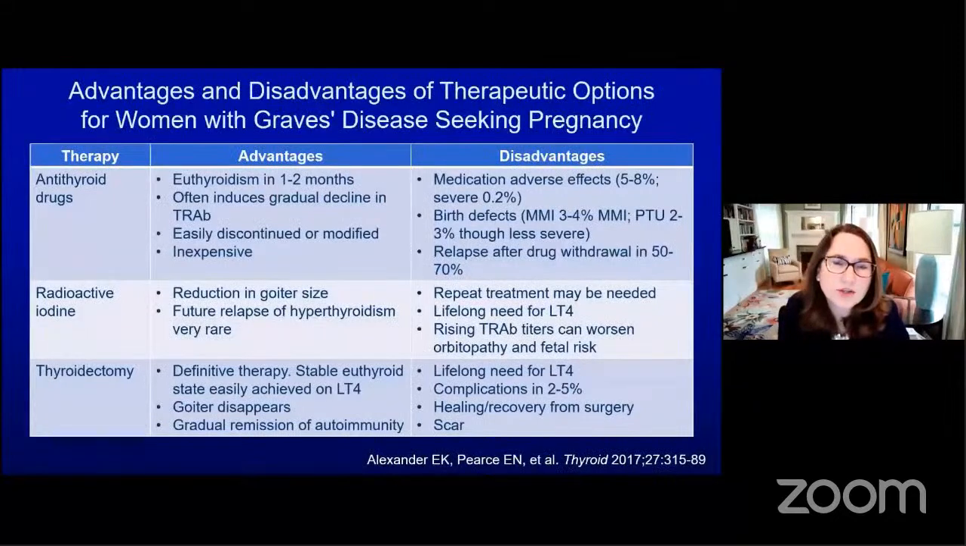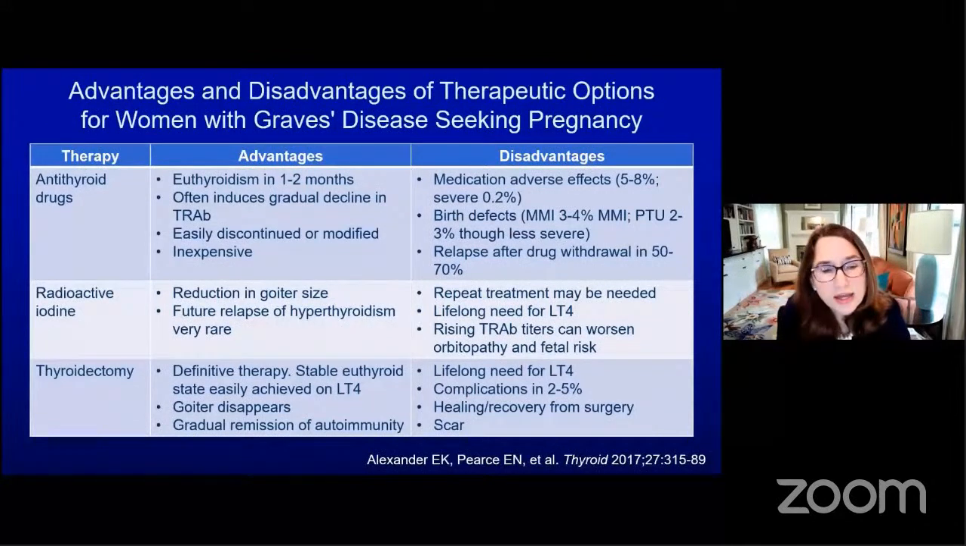And that has led to a shift in emphasis to sort of more consideration of other forms of treatment, of definitive therapy with radioactive iodine or thyroidectomy when women have Graves' disease, which is diagnosed preconception. And I think it's important to have a fairly nuanced conversation in any patient who is a woman of childbearing age who might at some point become pregnant, because it is good to have a discussion about preferences and risks and benefits of these various approaches and to have a game plan in place before pregnancy occurs.